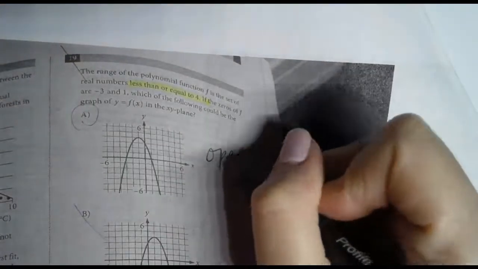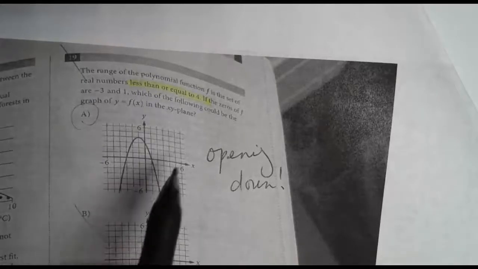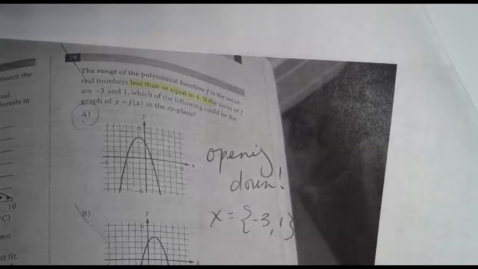So in this problem it says the range of the polynomial function f is the set of real numbers. Here's what's critical: less than or equal to 4. When it says the range is less than or equal to something, it means that this parabola is going to be opening down. If the zeros of f are negative 3 and negative 1, we're going to have zeros at negative 3 and positive 1. We've got to look at these graphs and figure out which one it is.